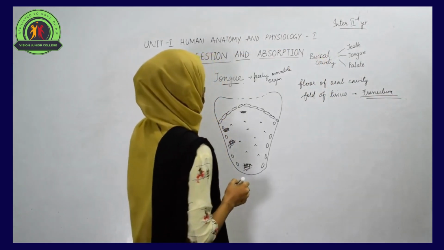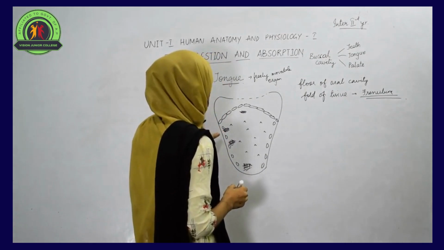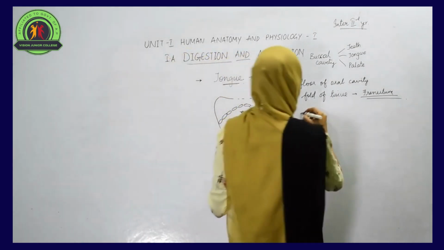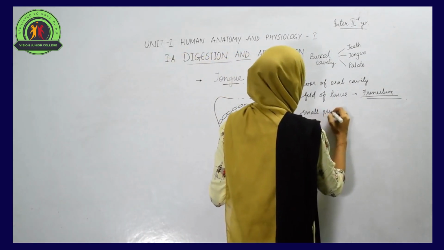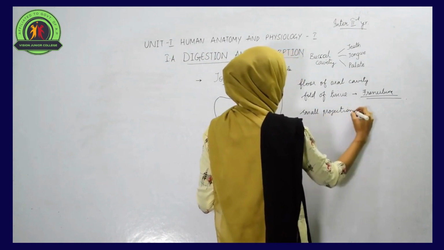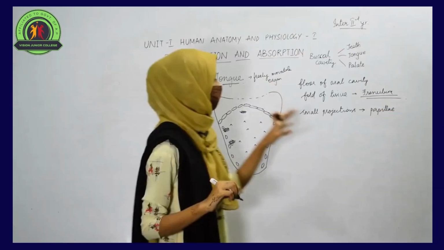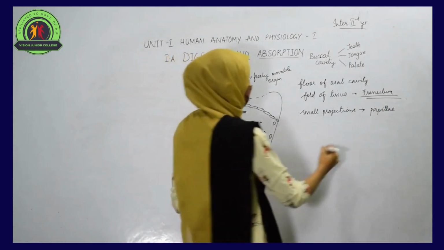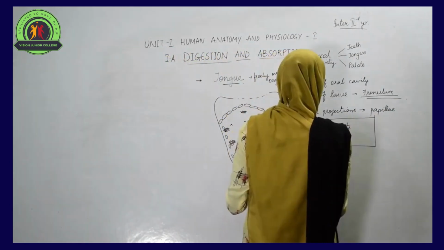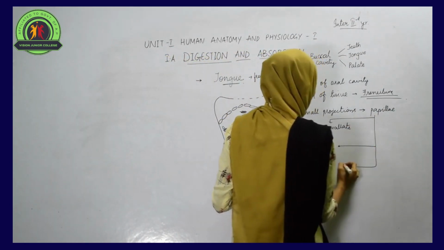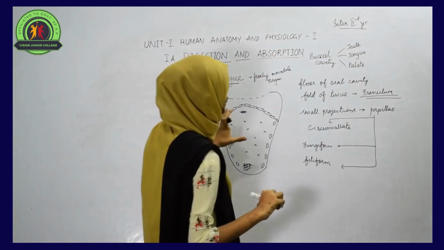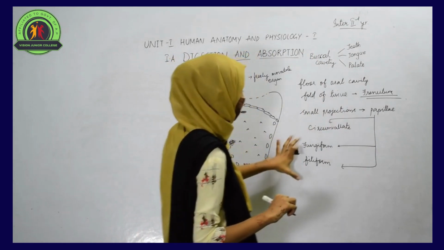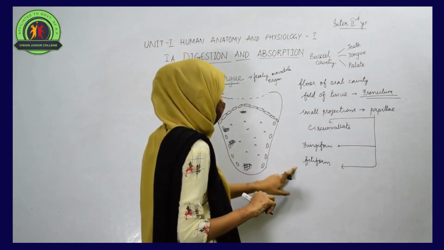So when you see the structure of our tongue, then it shows the presence of some small projections on its surface. These small projections that are present on the surface of our tongue are named as papillae, and these projections are again classified into three main types. They are circumvallate papillae, fungiform papillae, and the last one is filiform papillae. So the papillae are of three types: circumvallate, fungiform and filiform.